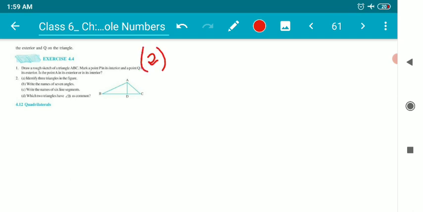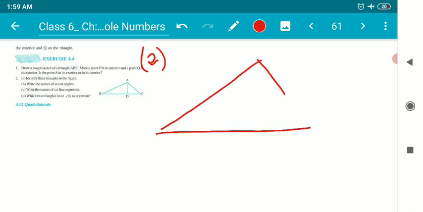Now children, question number 2. Identify 3 triangles in this figure. We are given a triangle. Let us draw the triangle, children. We know that it's compulsory to draw the triangle using pencil and ruler. Pen cannot be used. So this is a triangle.